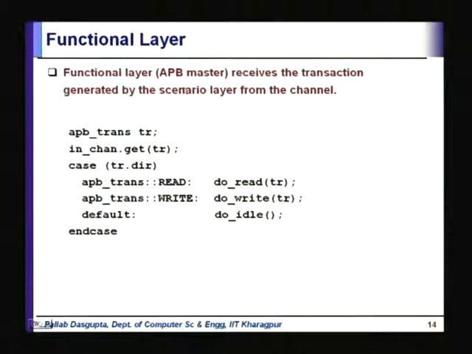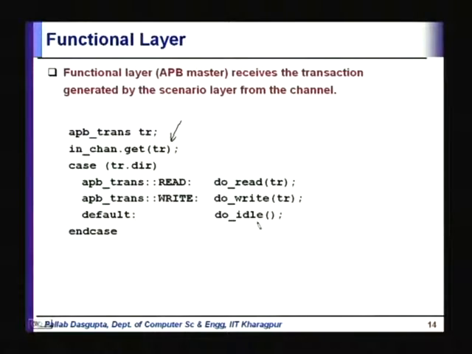So see, this is what the functional layer is doing. This is the layer which is just above this layer. There it gets the transaction from the upper layer and then checks what this is, and if it is APB trans read, then it does do read. If it is APB trans write, then it does do write. If it is neither of these, then it does do idle, right? Is this clear? So it reads what it has to do from the upper layer, sees whether it has to drive a read transaction or a write transaction or none, and accordingly calls the appropriate task.